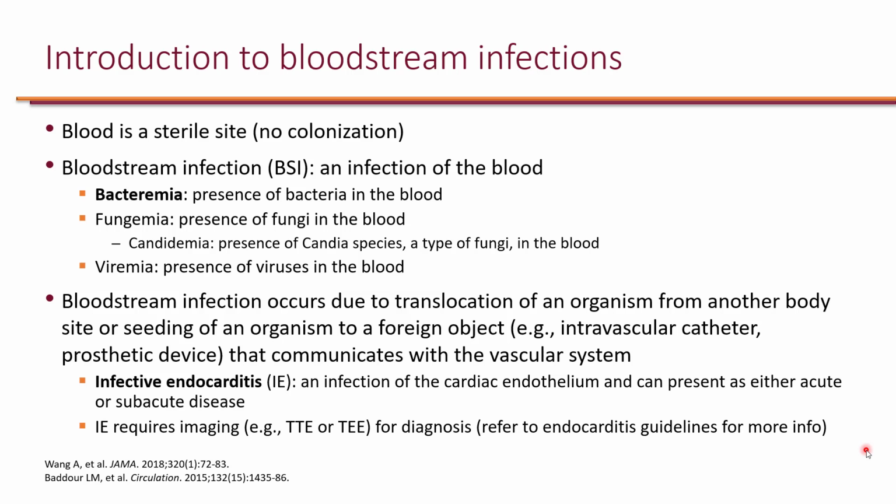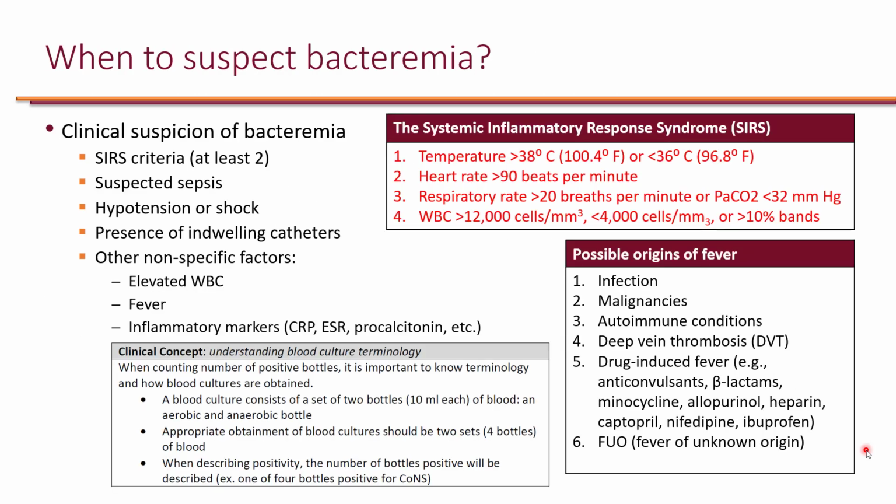Infective endocarditis is a common source of bacteremia, and it is referred to as an infection of the cardiac endothelium and can present as either acute or subacute disease. So when a patient has bacteremia and the source of the bacteremia is not clear, infective endocarditis must always be investigated, especially for gram-positive bacteria.